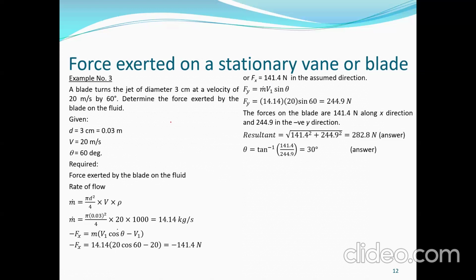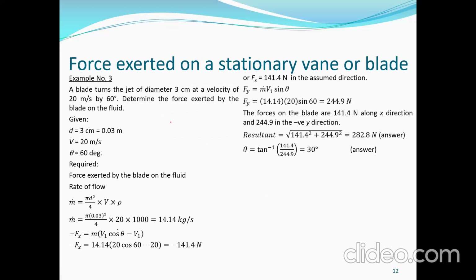Okay? So, rate of flow, m dot is equal to pi d squared over 4 times V times rho. Ito yung diameter ng jet. Kumukuha mo yung flow doon. So, yung jet, pag after ng jet, wala na. Open na siya. Doon na siya sa blade na. Kaya hindi siya pipe, kaya nga jet eh. Pag guided siya, so pipe yon.